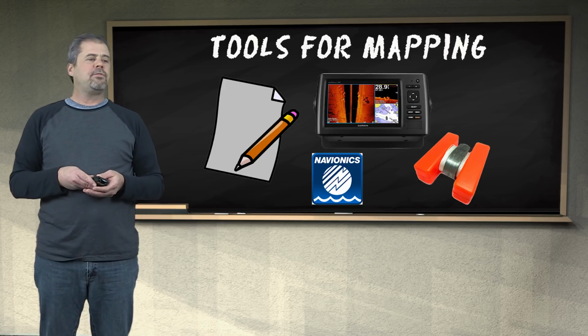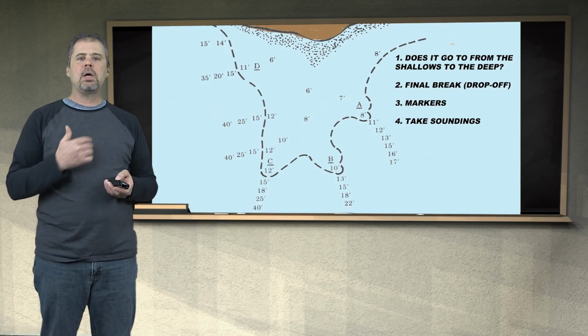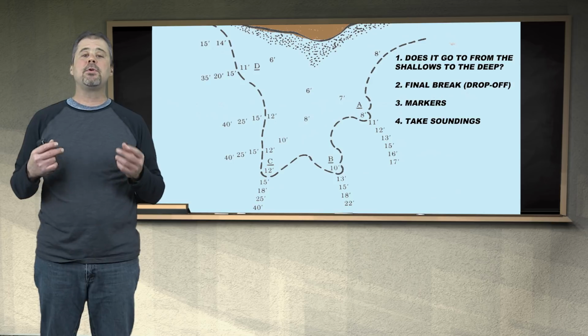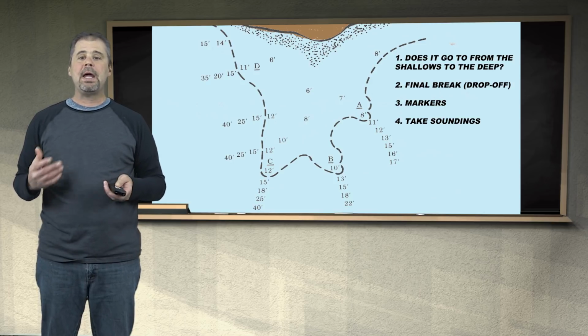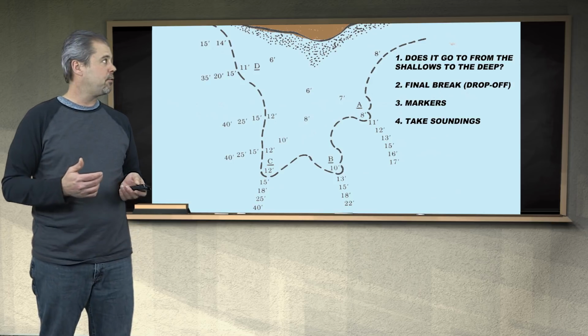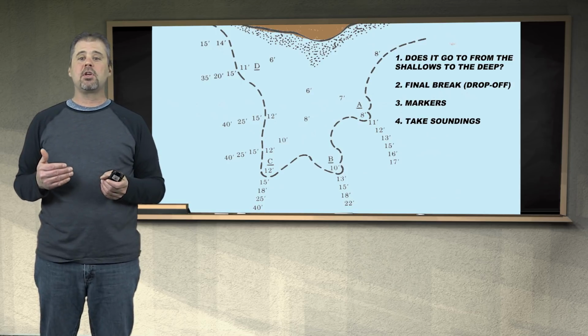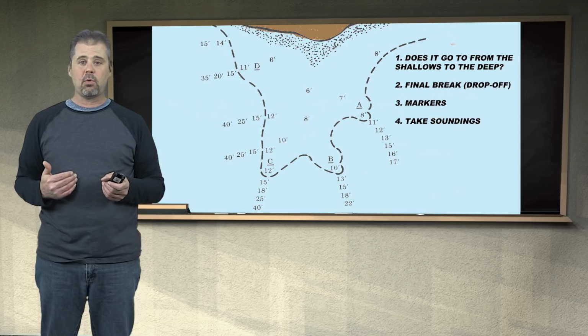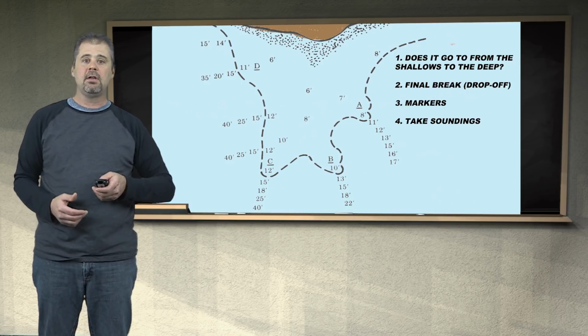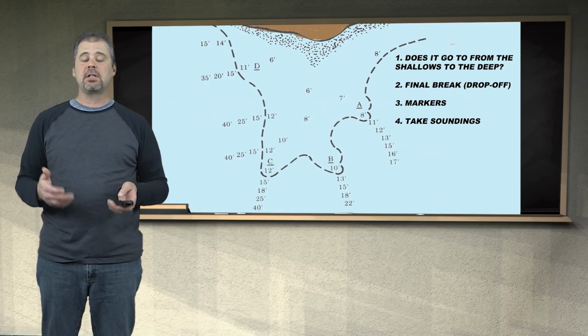All right, so we found a structure that we've caught fish off in the past. We know it's a productive structure, so we want to map this structure. The first question we have to ask anytime we map a structure is, does it go all the way from the shallows to the deepest water near where you're fishing? If it does, it's got a good chance of being a productive structure.